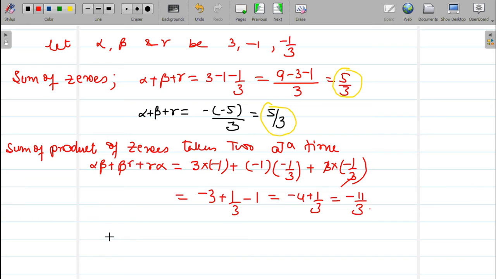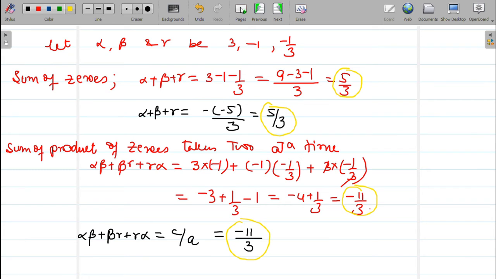Now if I go by the relationship, my relationship says that alpha beta plus beta gamma plus gamma alpha is given by c upon a. Look into the polynomial. What is c? C is minus 11, upon A is 3. So again we have got these two values same. This is what we had to verify.